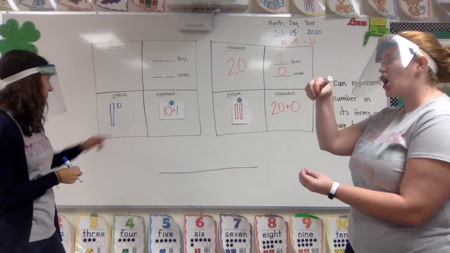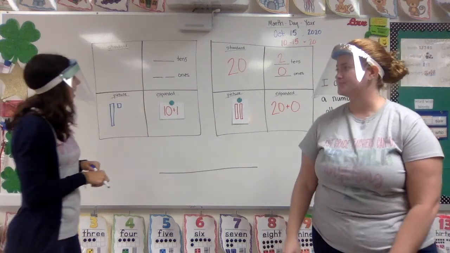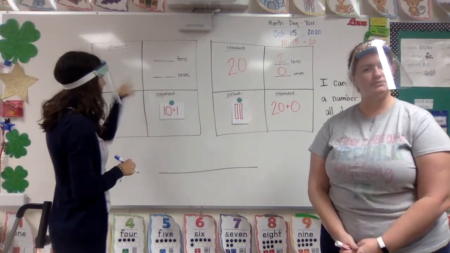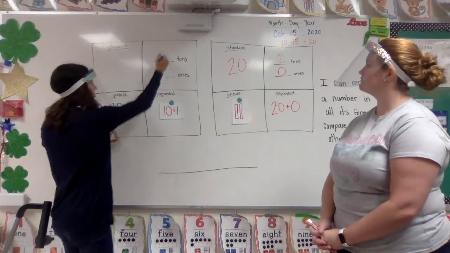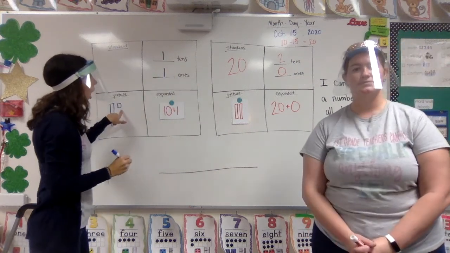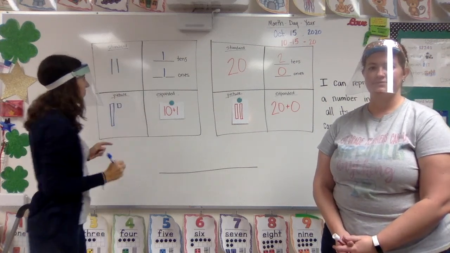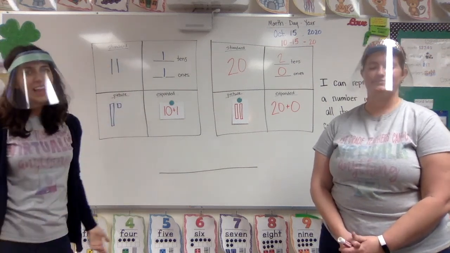Her 10 is long and skinny, and her 1 is just like a little square. And now I have to tell how many 10s and 1s that I have. So I drew one 10 block, and I drew one 1 block. And this would make the number 11. So in my standard form, I would just write 11.